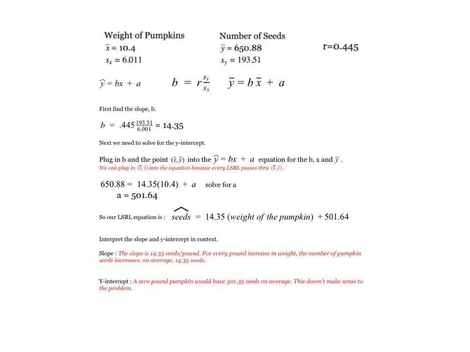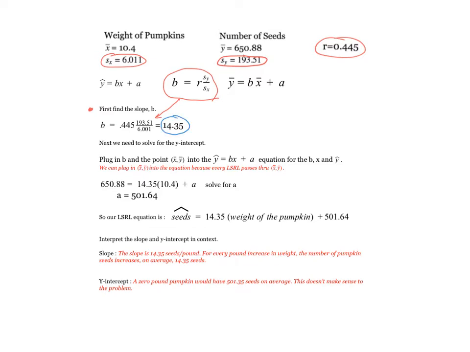So there's the weight of the pumpkins again, the mean and standard deviation, there's the mean and standard deviation of the number of seeds, and there's the r value. So first thing we would do is find the slope. So I need to use this equation, and I've shown it right here with all the numbers plugged in. The r value is from here, the standard deviation of y is right here, and the standard deviation of x is right here. So I do that calculation and I end up with a slope of 14.35.